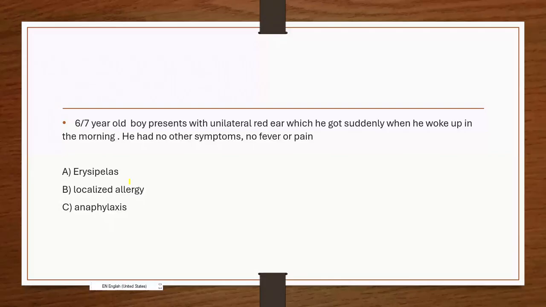607. Okay, the age is not clear. An 8-year-old boy presents with a unilateral red ear, which he got suddenly when he woke up in the morning. He had no other symptoms, no fever or pain. So, what is that? A. Erysipelas, B. Localized allergy, C. Anaphylaxis.